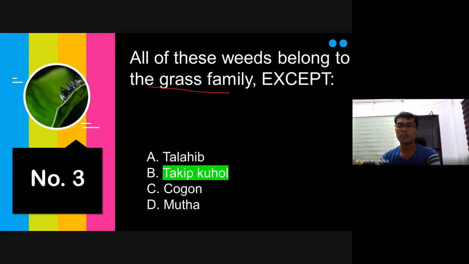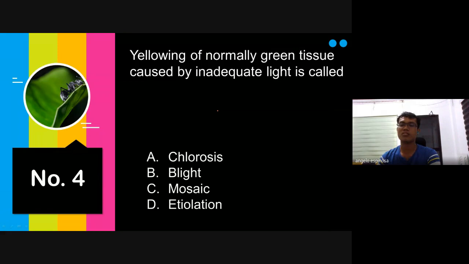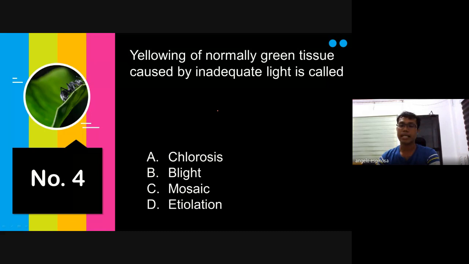Okay? Next, we have number 4. Yellowing of normally green tissue caused by inadequate light is called blank. A, chlorosis. B, blight. C, mosaic. D, etiolation.